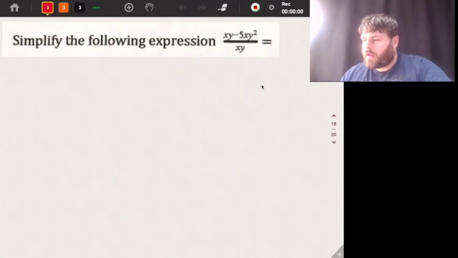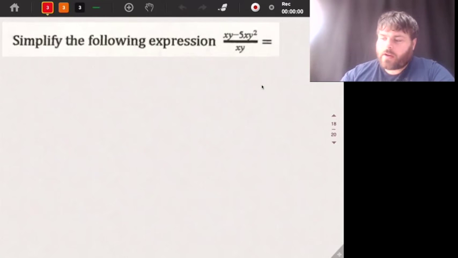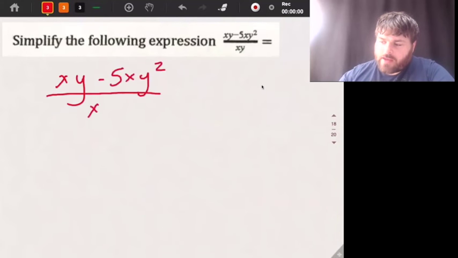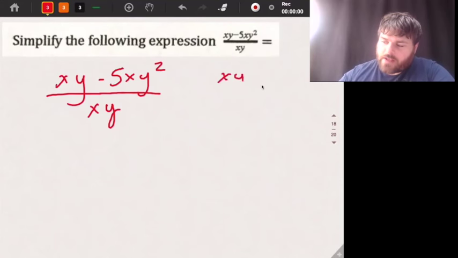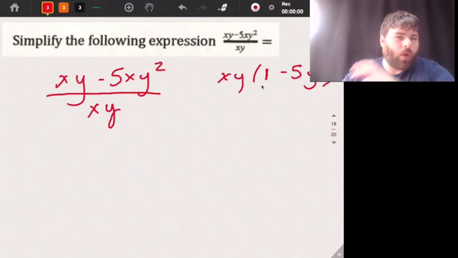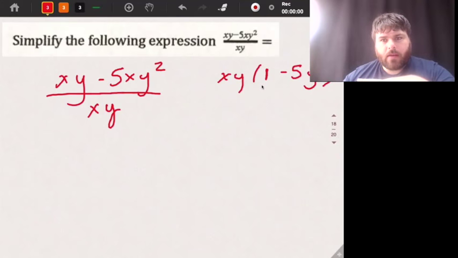All right, next problem. Simplify the following expression. All right, so we're going to simplify this. Notice how there's a fraction. Whenever you see a big fraction like this, you might think of some sort of canceling. So we're going to find that greatest common factor. Notice there's an x and a y in both of these terms in the top. So that's the greatest common factor we can pull out. Now there's a 1 left over, there's a -5, and there's 1 y left over, right? There was 2. When I pulled one of them out, that left 1 behind. All right, that's over xy.